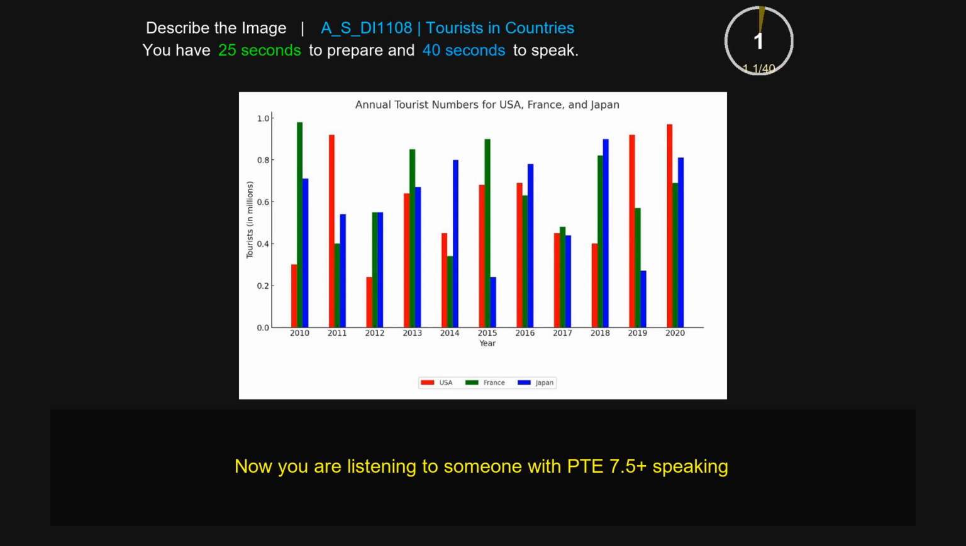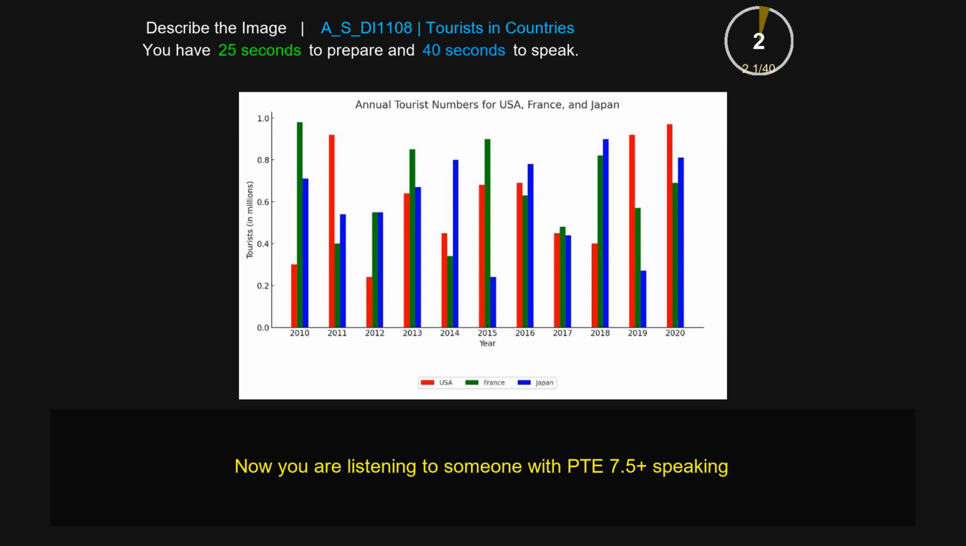The image gives information about annual tourist number for USA, France, and Japan. There are different elements in this image, such as 2010, 2011, 2012, 2013, 2014. A highlighting feature of the image is that the maximum data is covered by 2010, which is around 1.0, whereas the minimum data is covered by 2012, which is around 0.4. Overall, annual tourist number for USA, France, and Japan was the main topic of the image.